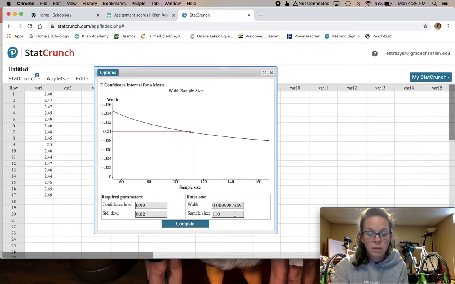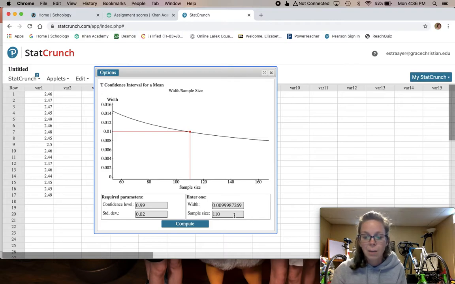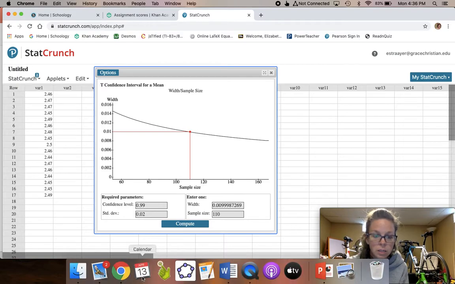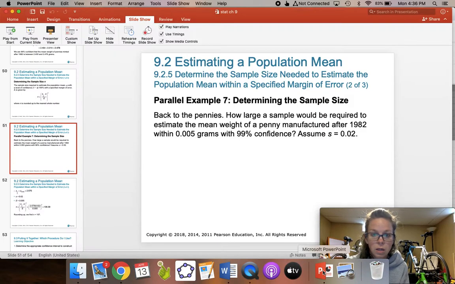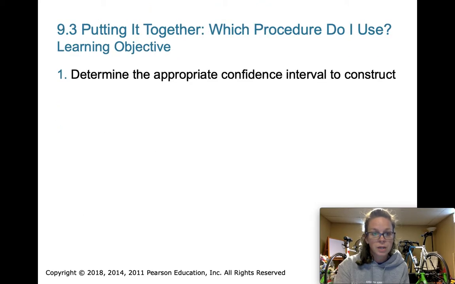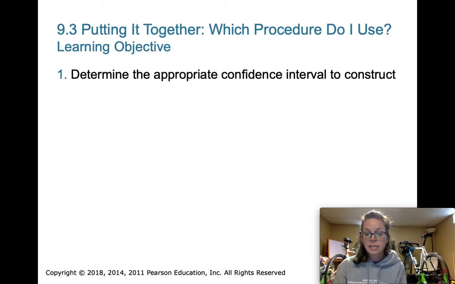And when we compute, it gives us our sample size. All right, we got to weigh 110 pennies. It's still not terrible. It's doable, right? It just takes a little time, but not terrible. It's not like thousands. So we would be able to accomplish that goal then feasibly. All right. Back here. All right, they show us how to do it by hand. And that's the end of 9.2.